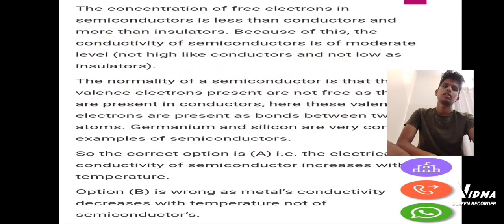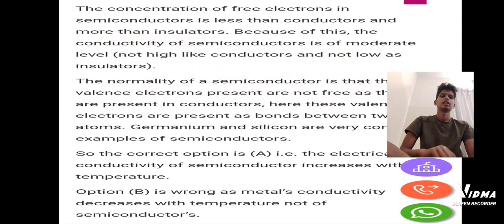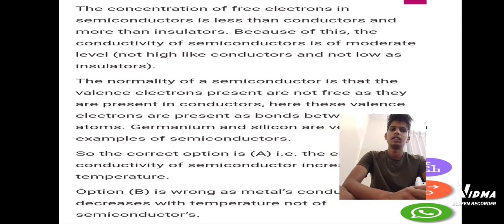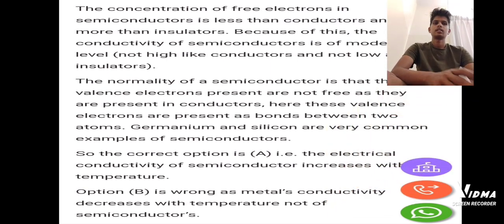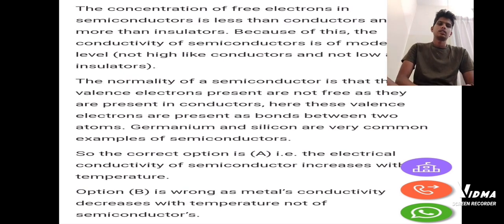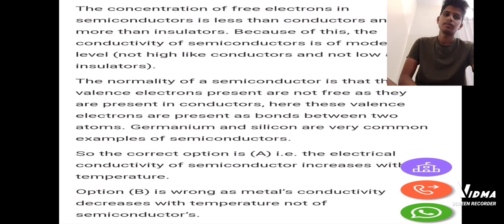The concentration of free electrons in a semiconductor is less than in conductors and more than in insulators. Because of this, the conductivity of a semiconductor is at an intermediate level: not as high as conductors and not as low as insulators. In a semiconductor, the valence electrons are not free as they are in conductors. Here the valence electrons are present as bonds between two atoms. Germanium and silicon are very common examples of semiconductors. So the correct option is A: the electrical conductivity of a semiconductor increases with temperature.